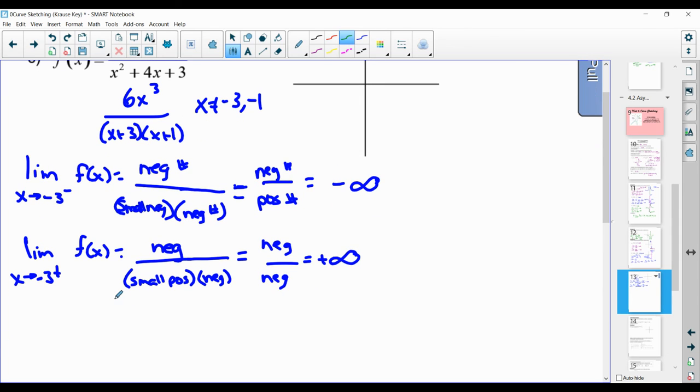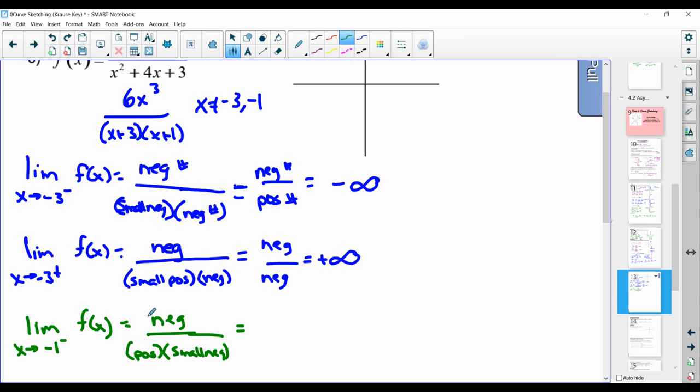All right, so now we're going to look at the left-hand and right-hand limits for negative 1. So exact same idea. x approaches negative 1 from the left. We're going to have a negative number on top, and we're going to have a positive number, and then we'll also have a small negative here. Again, the small part isn't important so much as the positive or negative. And so we're going to have a negative on top, and positive times negative is negative. And so a negative divided by a negative is positive infinity.